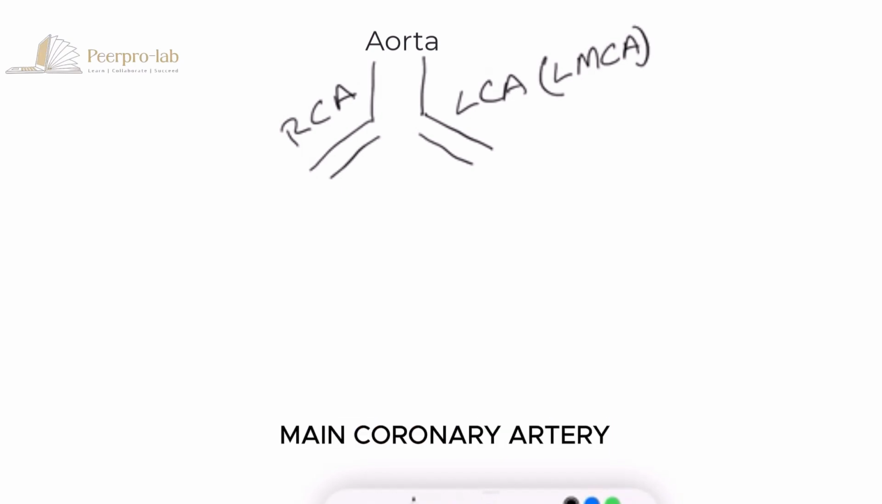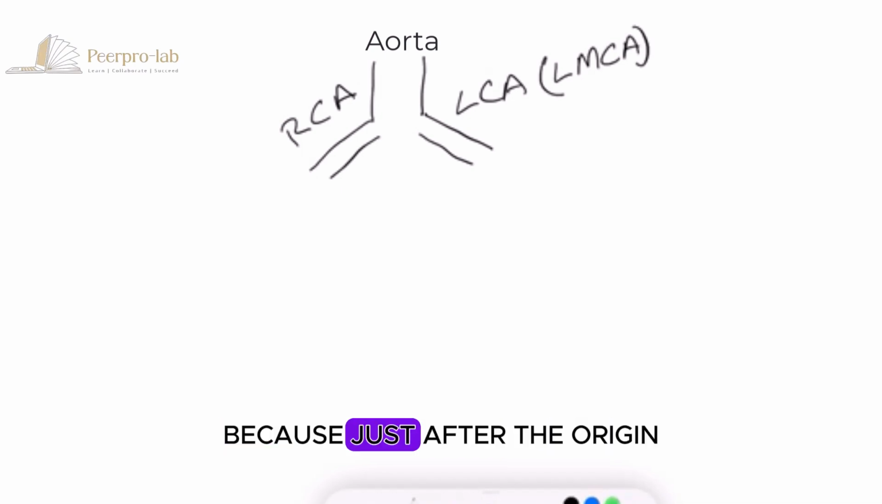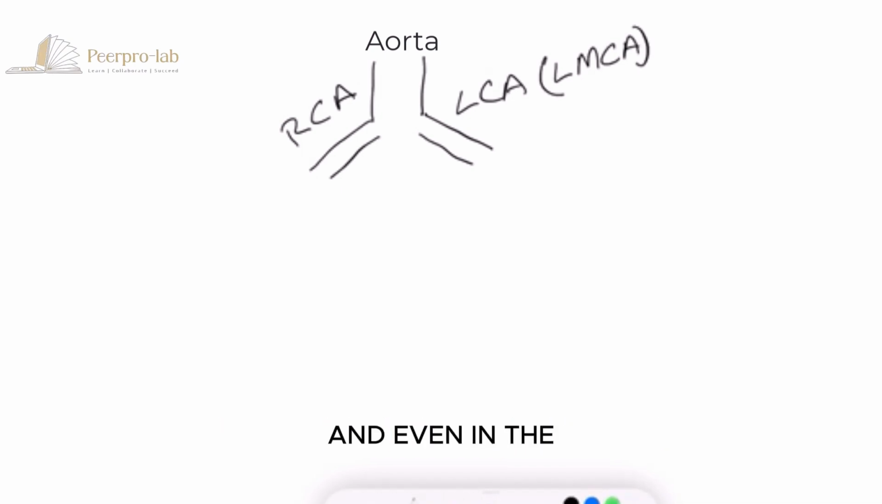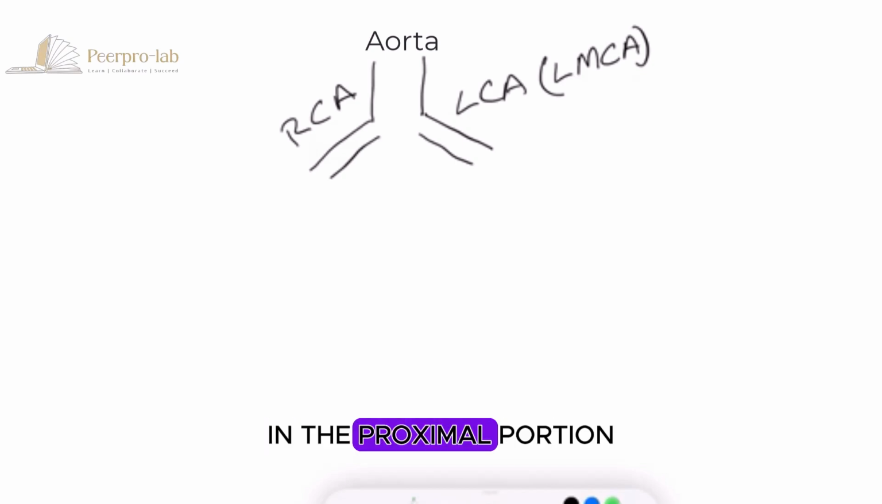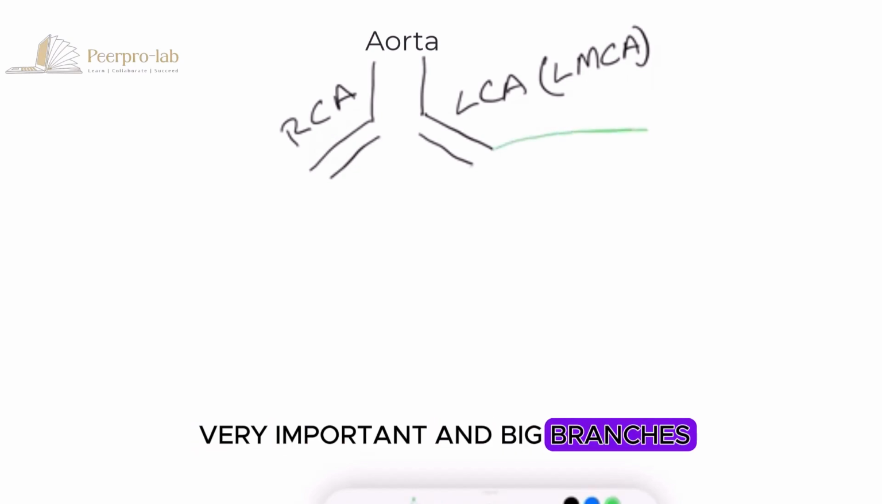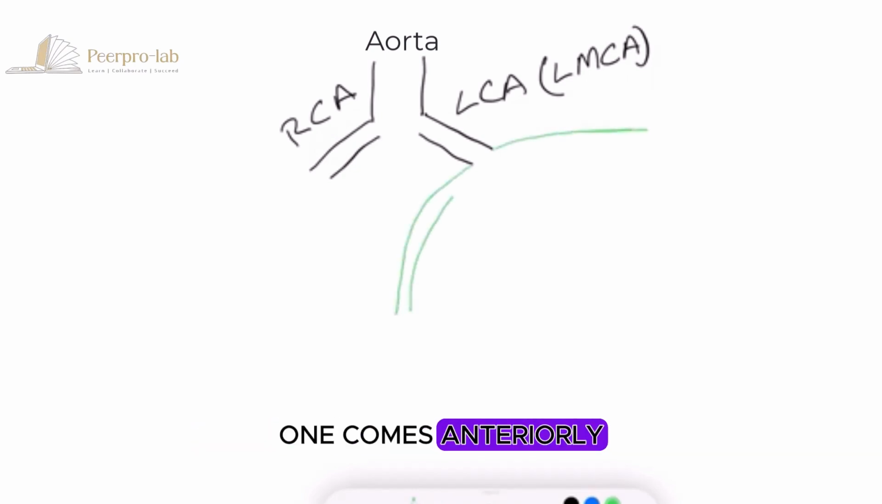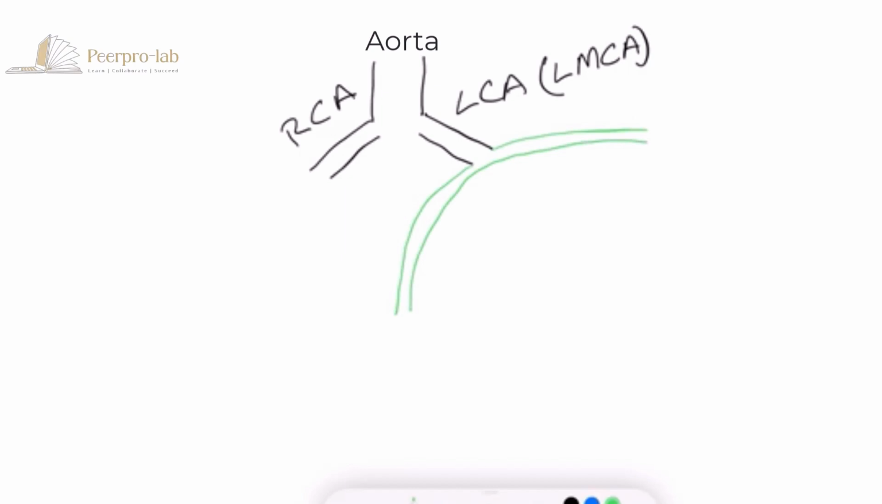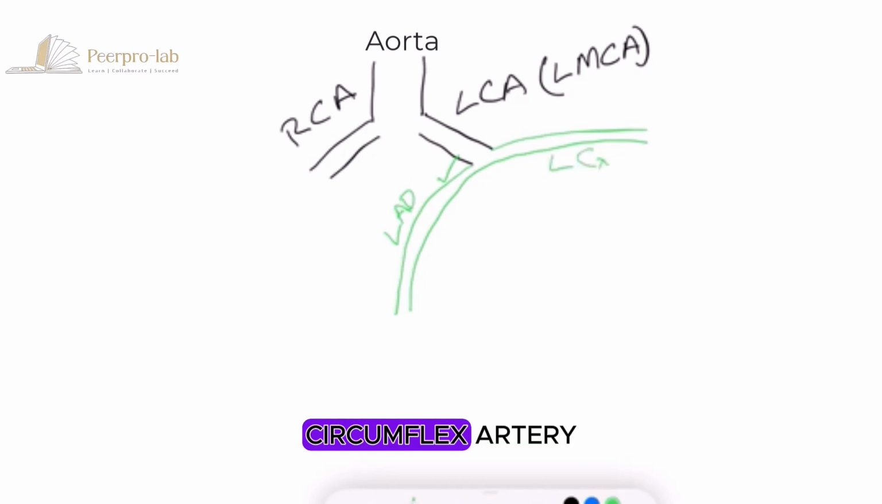Okay, and the left coronary artery is also known as the left main coronary artery. We call it the left main coronary artery because just after the origin, in the proximal portion of the left coronary artery, it gives off two very important and big branches. One comes anteriorly, this one. The one coming anteriorly is called the left anterior descending artery, and the one which goes to the lateral side of the heart is called the left circumflex artery.